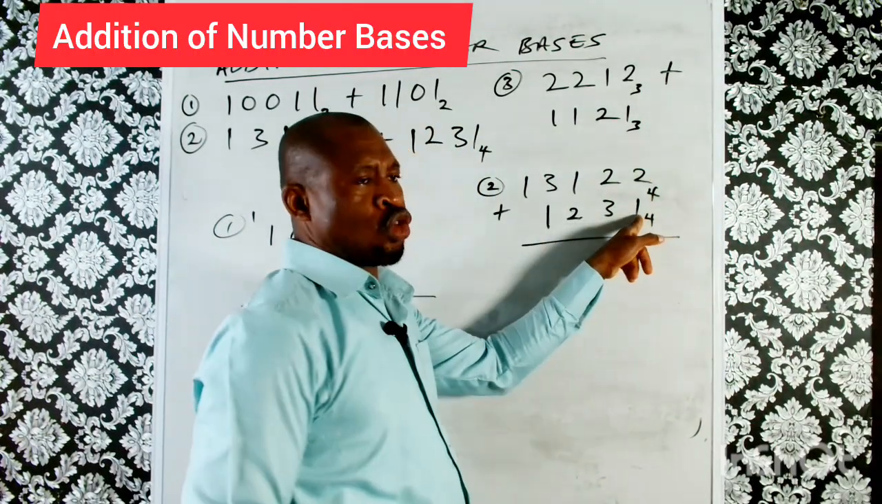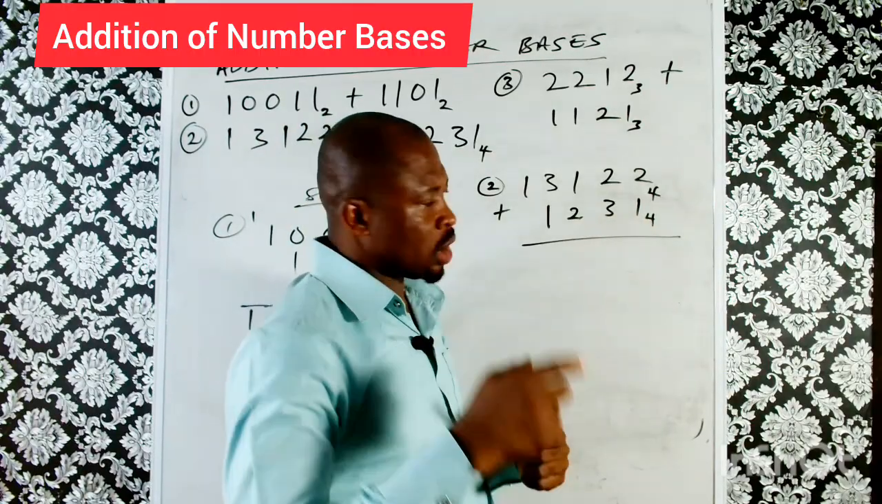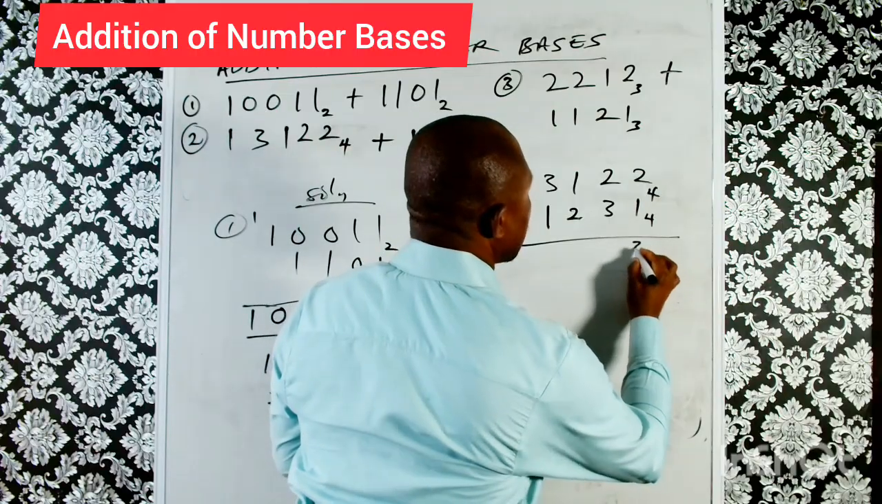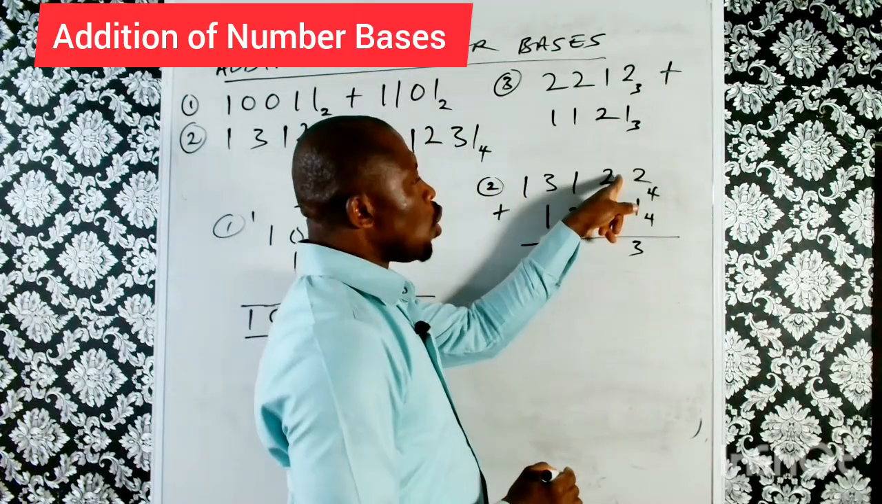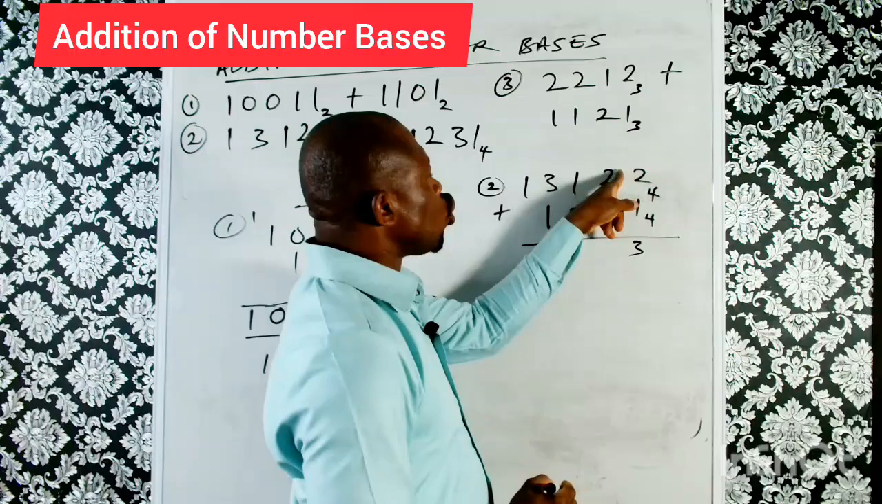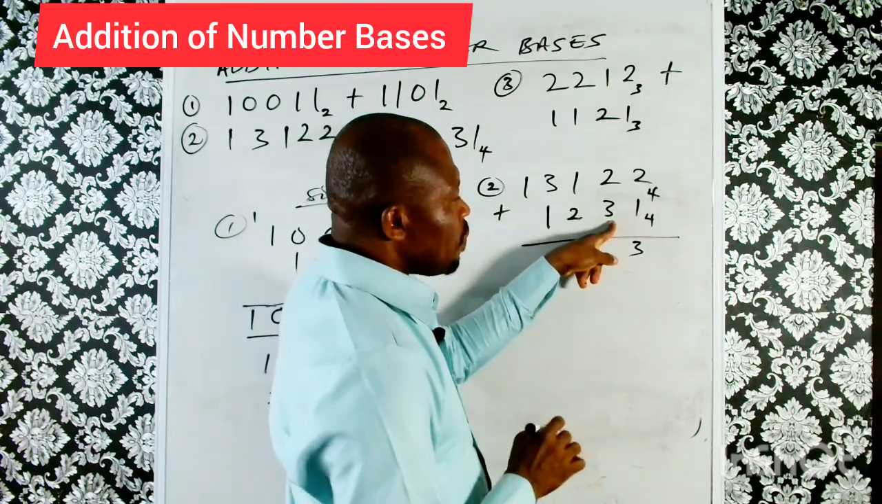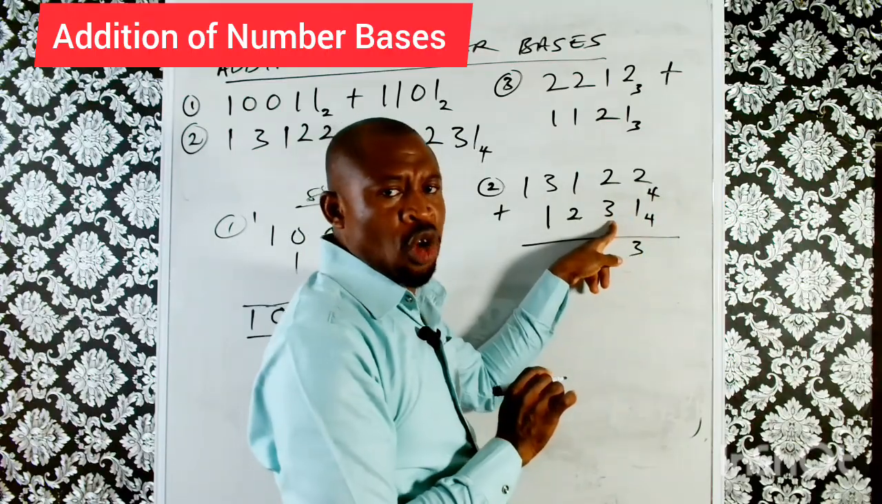1 plus 2 plus 1 will give us 3. 3 is less than 4. So we have it here, 3. We have here 2 plus 3. 2 plus 3 is 5. Now, 5 is more than 4, the base we're operating with.